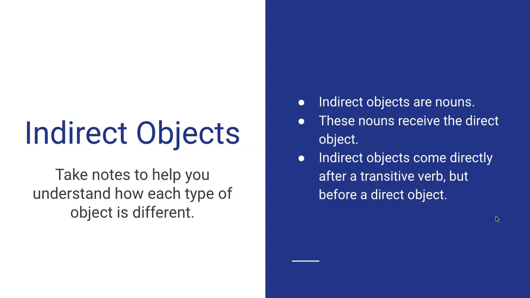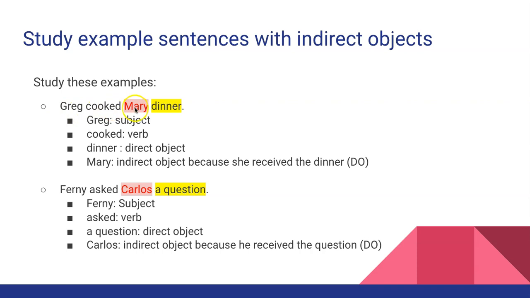Let's look at some examples. Greg cooked Mary dinner. Okay, so let's remember nouns. We have different nouns in this sentence. Greg is a noun. Greg is the subject of the sentence.